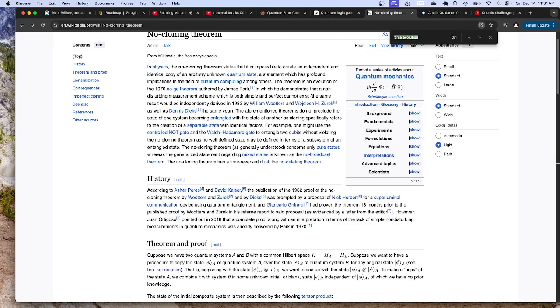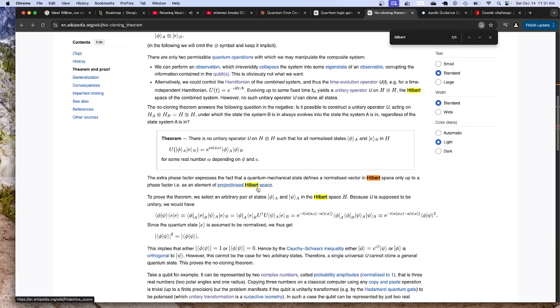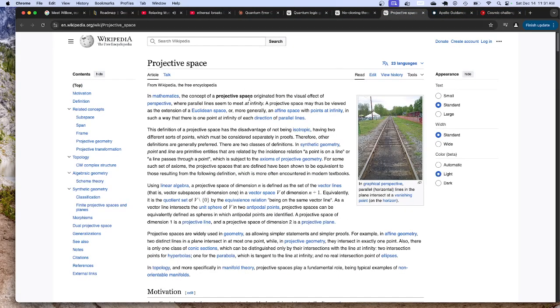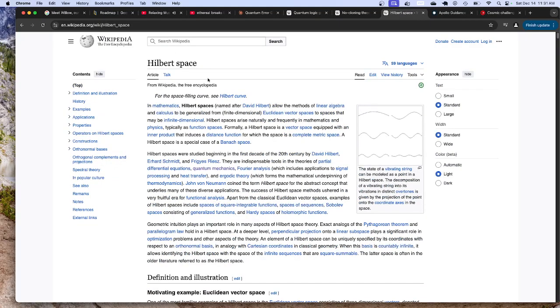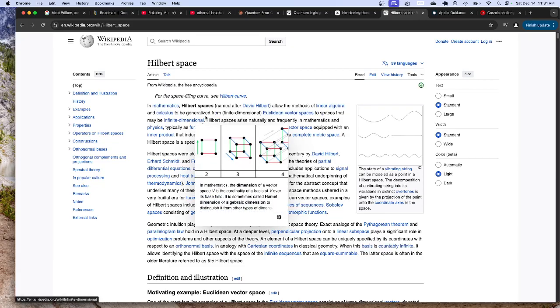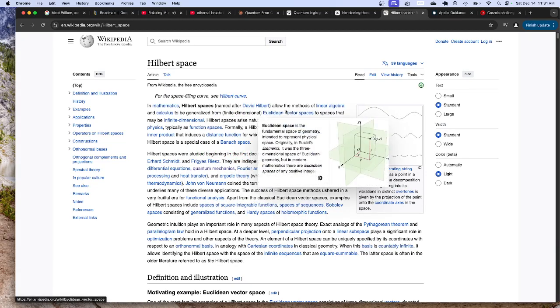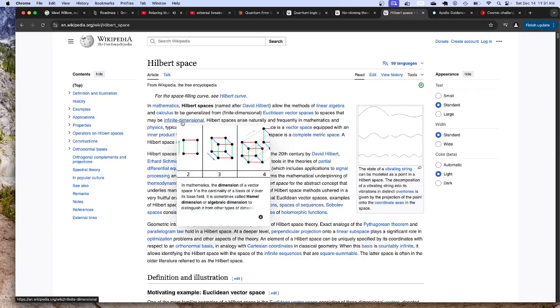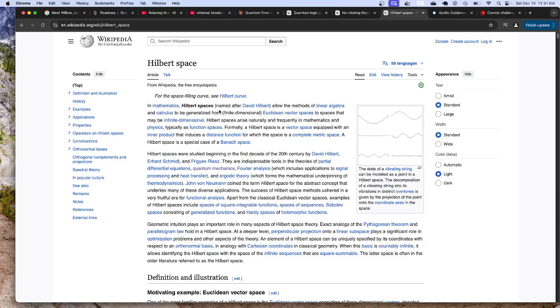What I want is Hilbert space. I need to know what a Hilbert space is. Type of topological vector space. In mathematics, Hilbert spaces allow the methods of linear algebra and calculus to be generalized from finite dimensional Euclidean vector spaces to spaces that may be infinite dimensional. Okay, Hilbert spaces arise naturally and frequently in mathematics and physics, typically as function spaces.